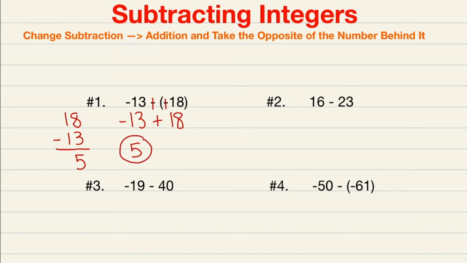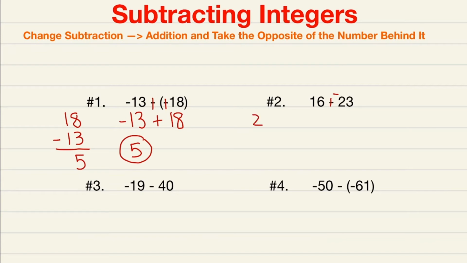For number 2, same thing. Change subtraction to addition, and then make the number behind it its opposite. So we have 16 minus 23. This is going to become an addition sign, and 23 is going to become negative. And we're going to now use the same trick we did for number 1. Ignore your negative sign. Which one's larger, 23 or 16? In this case, it's 23.